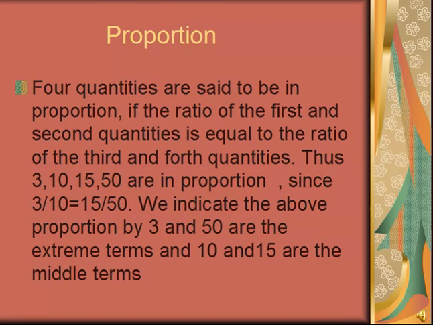Now, moving ahead, we are here with proportion. Four quantities are said to be in proportion if the ratio of the first and second quantities is equal to the ratio of the third and fourth quantities. Thus, 3, 10, 15, 50 are in proportion, since 3/10 is equal to 15/50. In this proportion, 3 and 50 are the extreme terms and 10 and 15 are the middle terms.